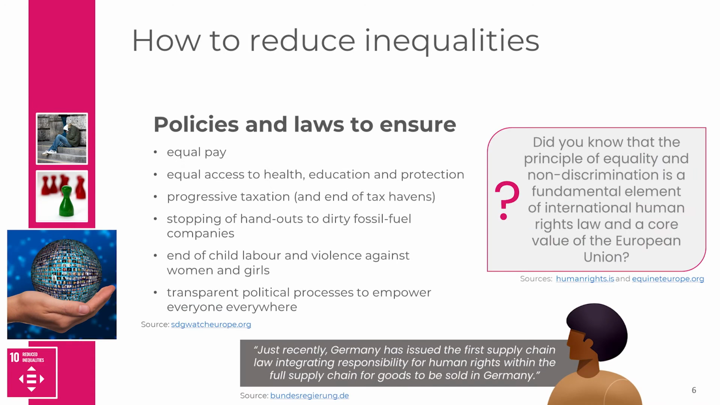How do we reduce inequality? So we would need policies and laws to ensure equal pay, equal access to health, education, and protection, a progressive taxation system, and the end of tax havens. We would need to stop handouts to dirty fossil fuel companies. This has to do with climate justice. And to end child labor and violence against women and girls. Also to develop a transparent political process to empower everyone everywhere.